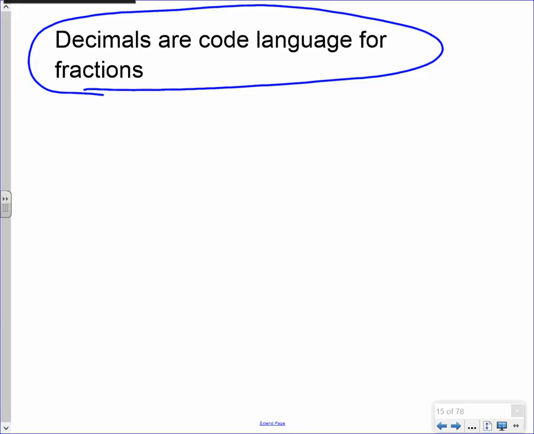I am sick and tired of high schoolers not knowing what decimals mean. I'm going to try to demystify, take the mystery out of decimals once and for all.